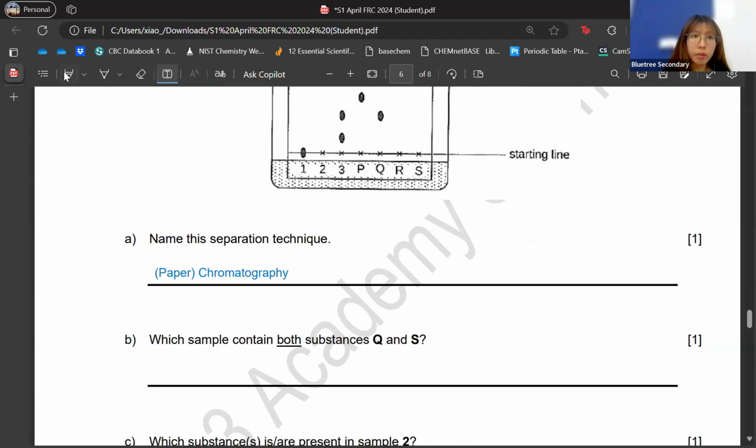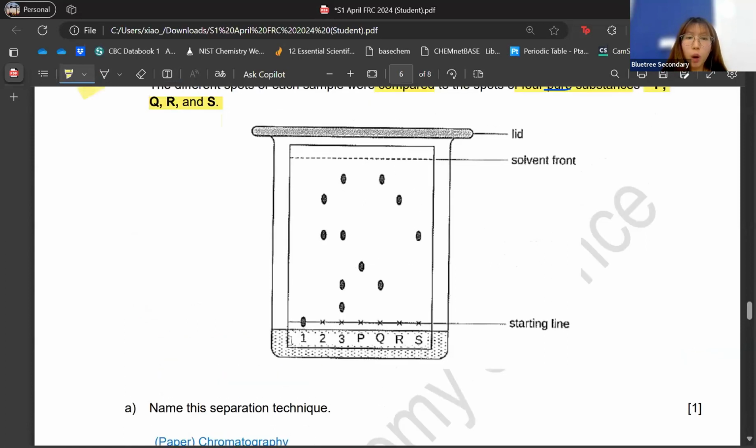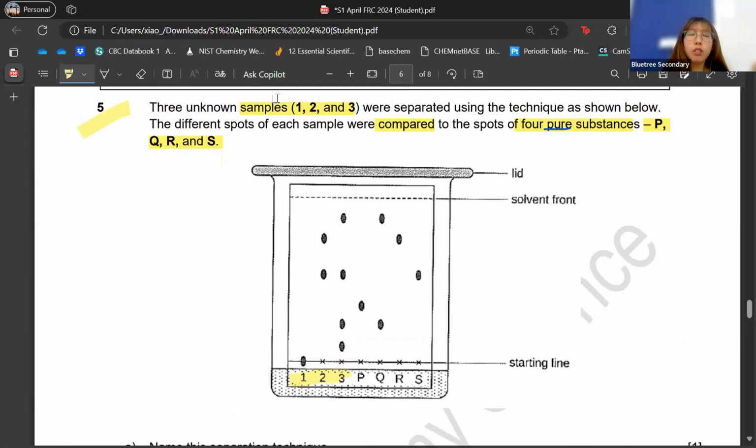Okay, so going to part B, which sample contains both substances Q and S? So take note of the underlined word, both. We are looking at sample, so your answer should either be 1, 2, or 3. How do I know? Because the question already said the samples are called 1, 2, and 3. So which among the 3 contains Q and S?